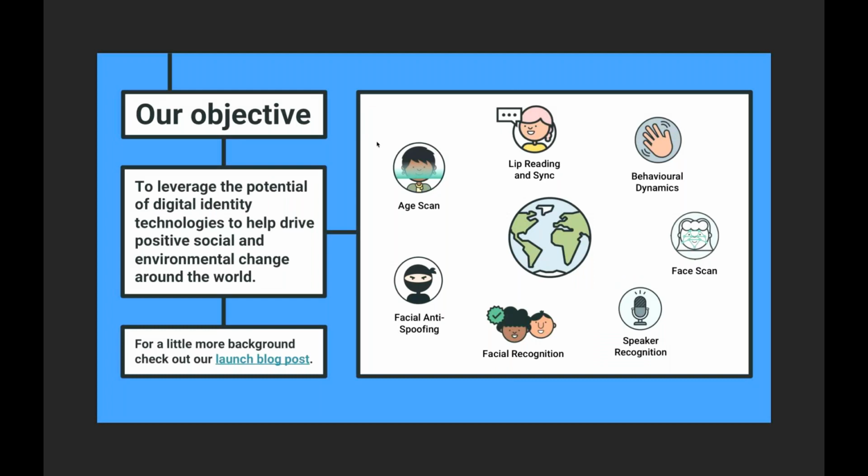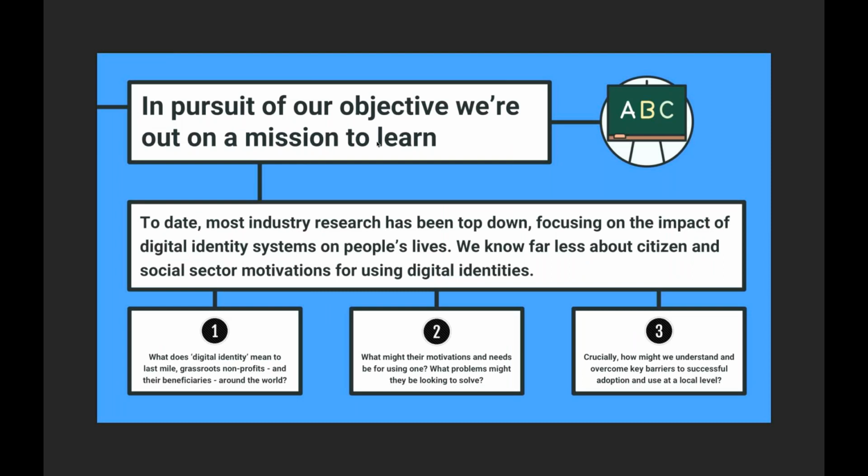As I mentioned, our overall objective is to leverage the potential of digital identities to help drive positive social and environmental change. So we're looking to figure out ways of making them more accessible, or helping build better tools or more appropriate tools for people out there who are, in particular, trying to help people who either don't have identities or struggle to prove who they are. The strategy is very much a learning one. So we recognize that there's a lot that we don't know. When I say we, I think we're talking more broadly about the sector, because if you look at what the digital identity sector is doing, a lot of it is quite top down.